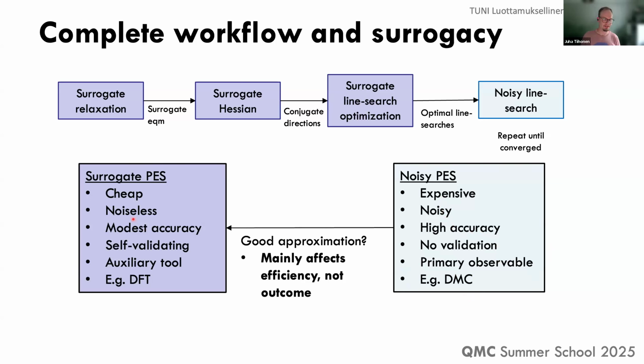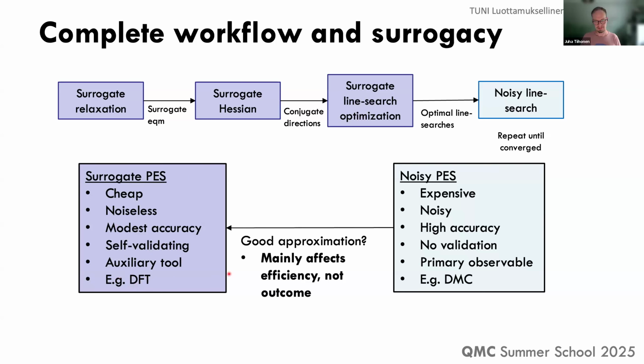The surrogate is a cheaper approximation of the noisy PES. So it's obviously cheap. It's noiseless. It has modest accuracy. I'm not saying it has to be poor. It's good if it's good, but we want to go further. It's self-validating in the way that we have access to the forces and that way of minimization. So DFT works very well. It's already familiar in the QMC ecosystem.